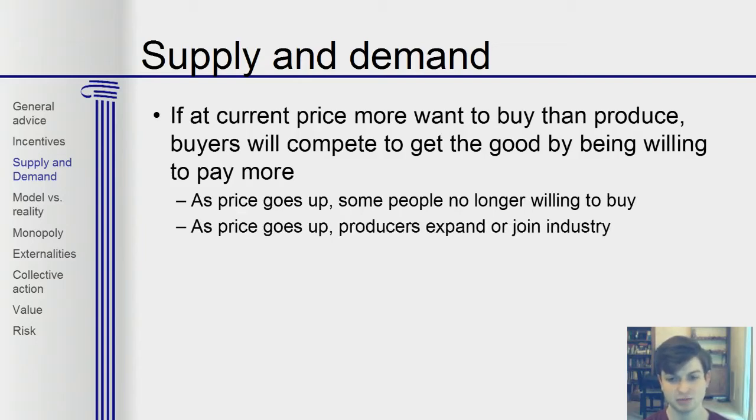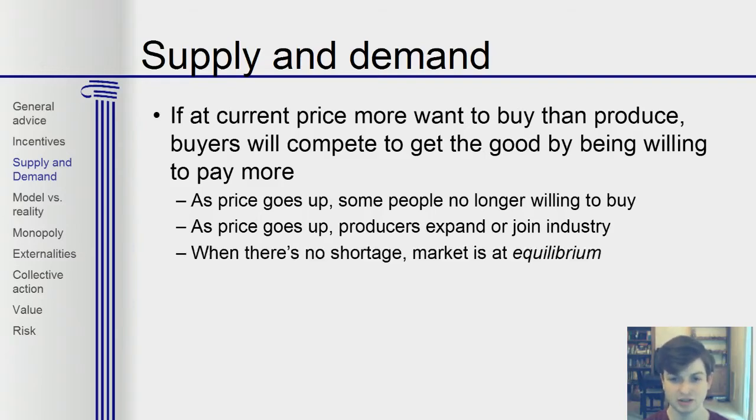And at the same time, producers see that the price is going up, and they either produce more or more producers join the industry, and you get more of it. And at some point, these two effects get rid of the fact that more people want to buy than want to produce, and there's no shortage anymore. We call this equilibrium. It's when the amount being produced and the amount being purchased are the same. And this is what should happen in a free market.